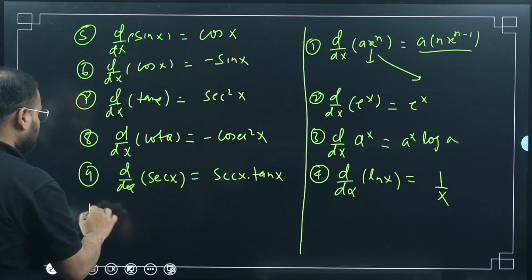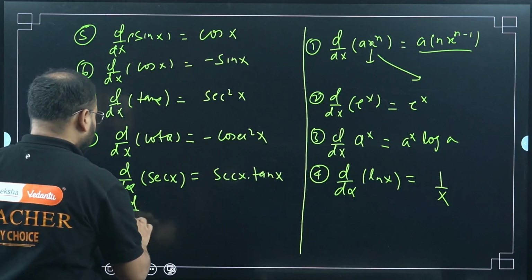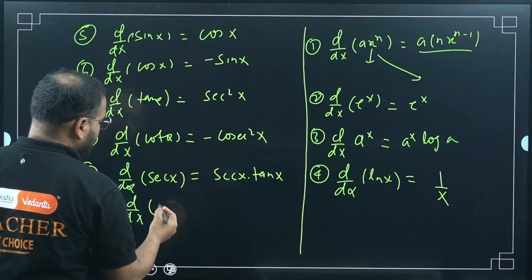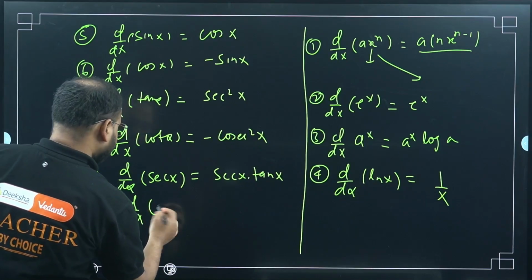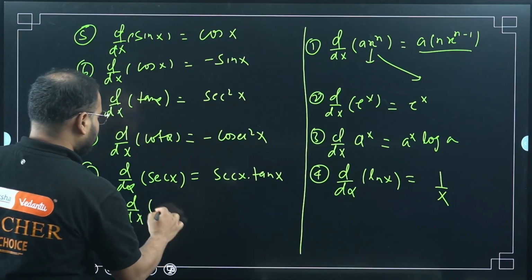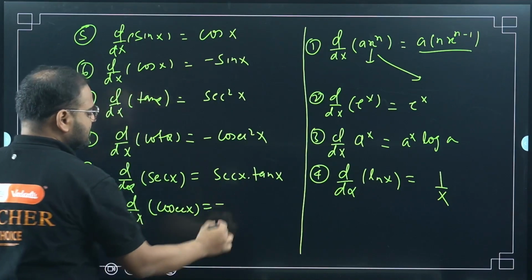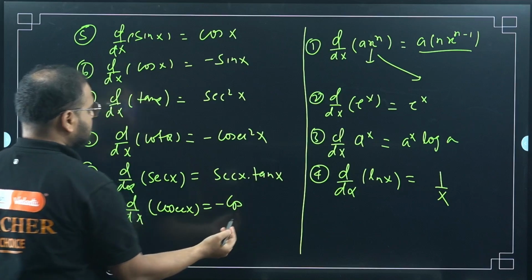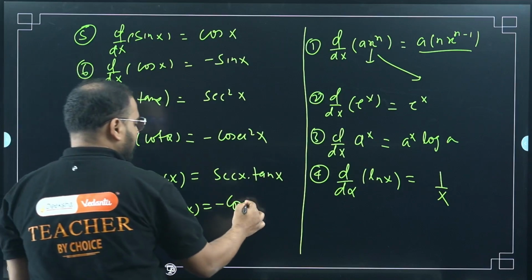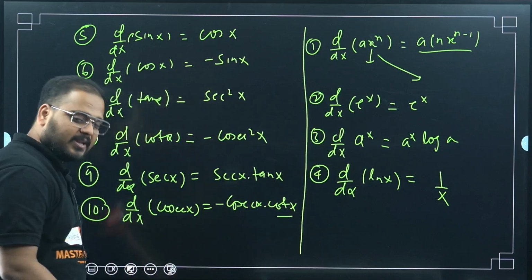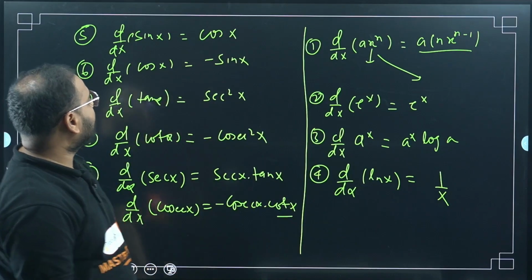Next one, I think the last one, is d by dx of cosec x. What is left? Cosec x. You'll have minus cosec x cot x. Please check here. Alright.